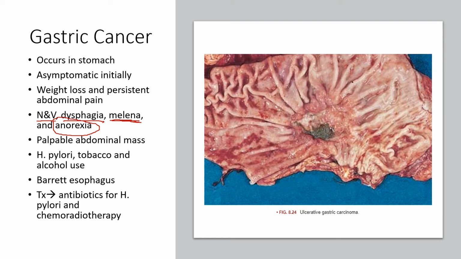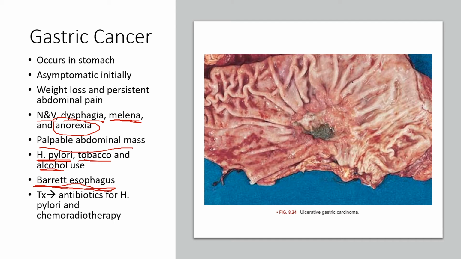Gastric cancer usually results in a palpable abdominal mass, so you can feel this. And again, excessive H. pylori infection, H. pylori that wasn't controlled. And again, don't use tobacco, don't use alcohol, because that can cause stomach cancer. As I mentioned on the slide, Barrett esophagus can transform into adenocarcinoma and other types of gastric cancer.